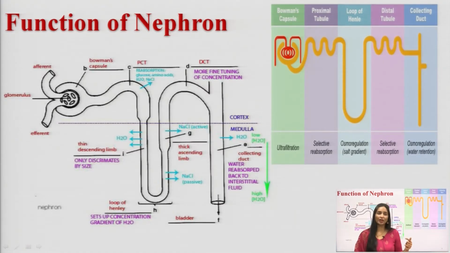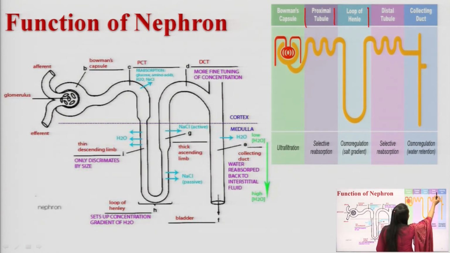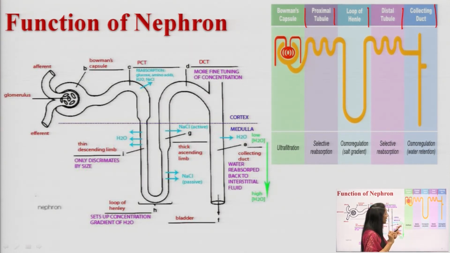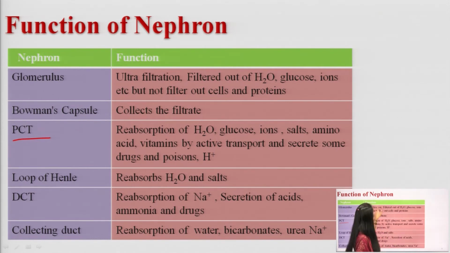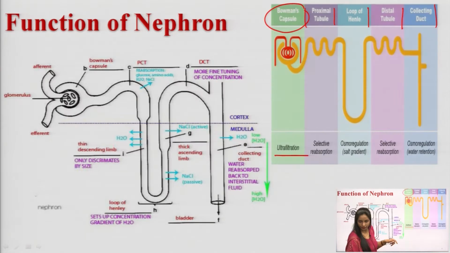So, by this diagram you will get a better understanding. We have the Bowman's capsule, proximal tubule, loop of Henle, distal convoluted tubule, and collecting duct. The first one, the Bowman's capsule, is where you can see the ultrafiltration which I mentioned in the previous slide. So, the glomerulus is an ultrafiltration.